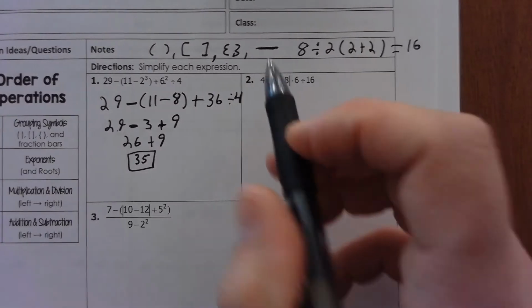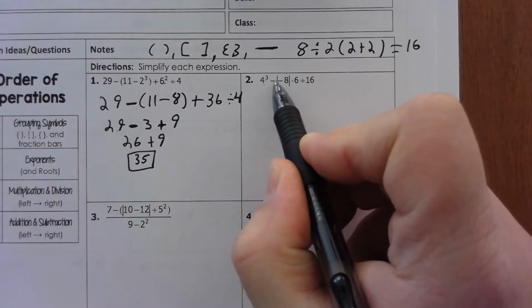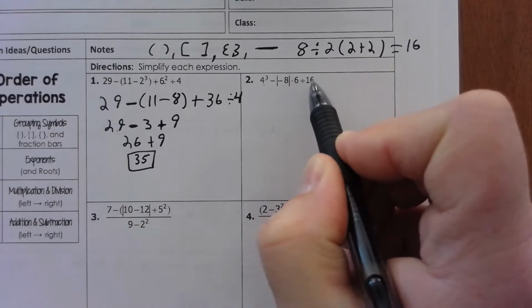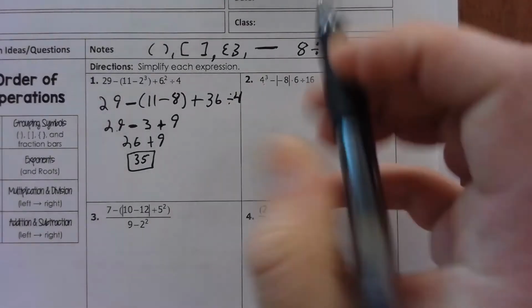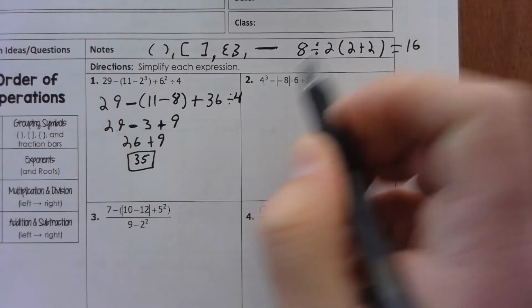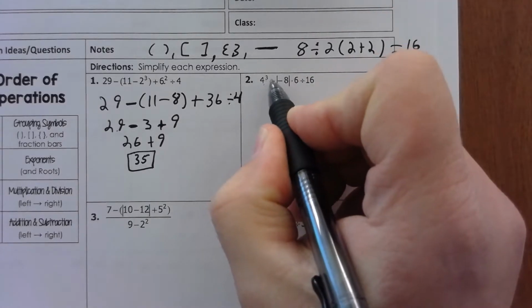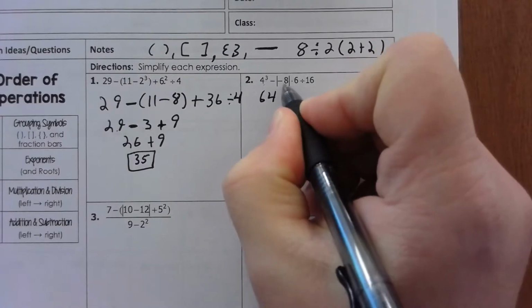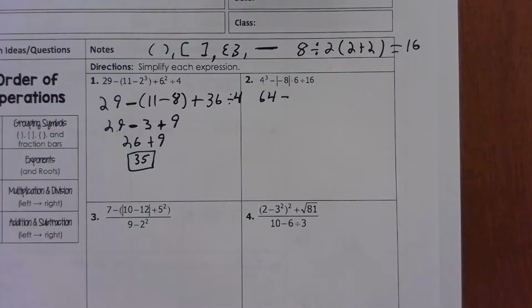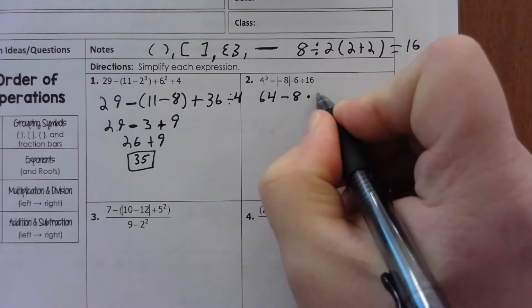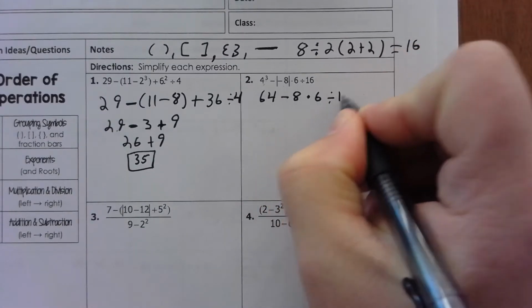All right, let's look at another one here. 4 cubed minus the absolute value of negative 8 times 6 divided by 16. Okay, so my order of operations says do parentheses first, and I'm going to do this exponent here while I'm going at it. All right, so 64 minus the absolute value of negative 8, it's 8, then times 6 divided by 16.